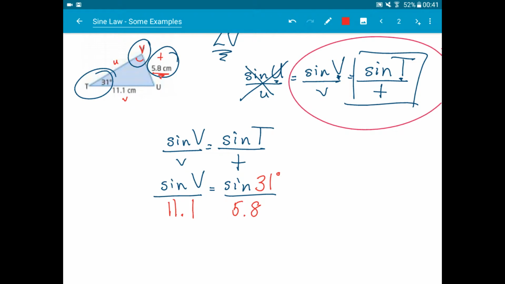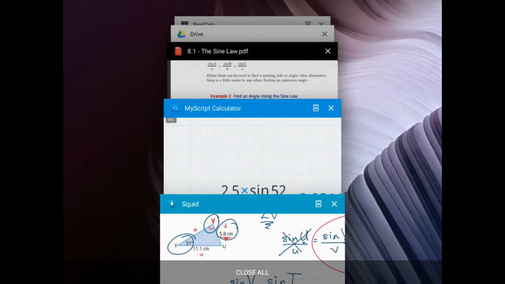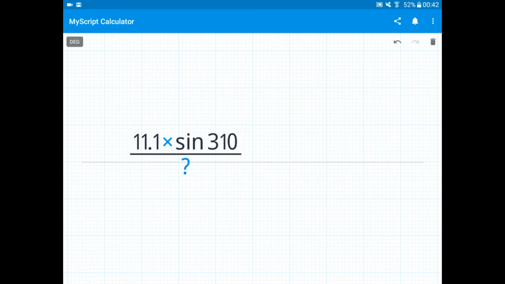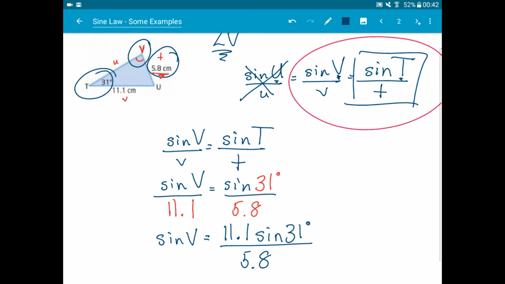And just to simplify this, again, you could evaluate what sine 31 is, write that in as a number, then do the division, solve like a normal equation. I like doing it all in one go. So I've got sine v is equal to, I'm just multiplying both sides by 11.1, sine 31 degrees divided by 5.8. So 11.1 times sine 31 over 5.8. So again, I'm just going to evaluate that.